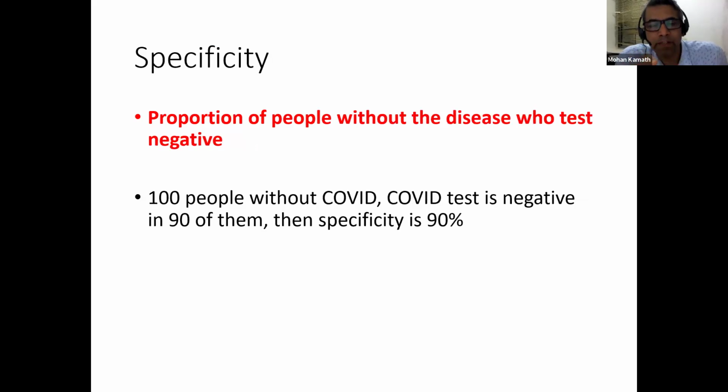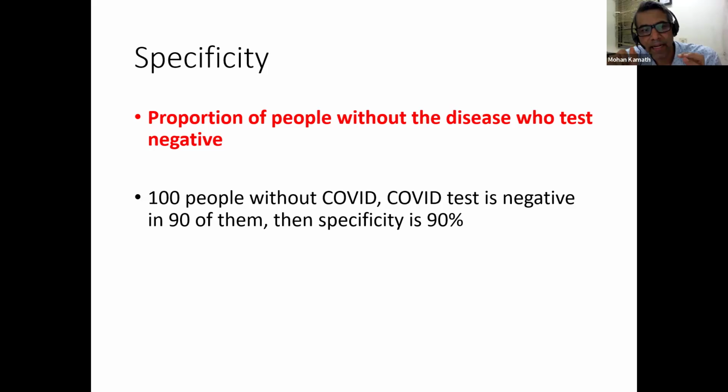Now, coming to specificity, it's the proportion of people without the disease who test negative. That's the way we express it in statistics. But if I give you an example here, 100 people without COVID in a room, you do a COVID test and 90 of them test negative. That means that this particular COVID test has a specificity of 90%. I hope you're with me here. It's a concept that we need to understand.